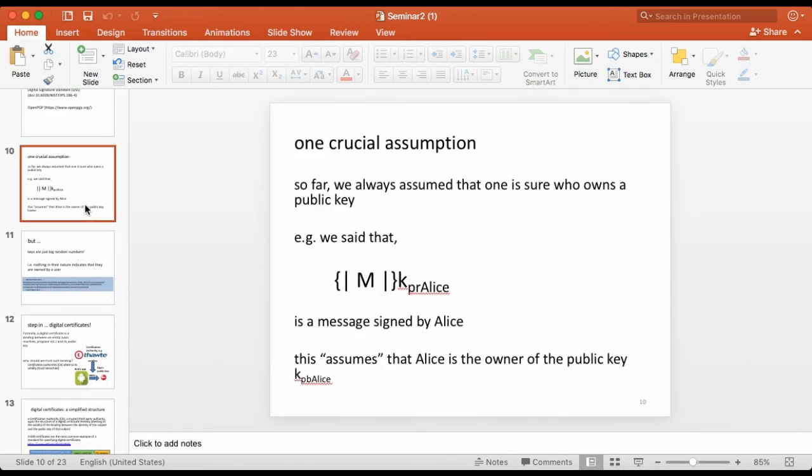Okay, so far we made one important assumption, which was that whoever owns a public key really owns it. So we kind of made some blind faith that if I told you that Alice owns KPB Alice, that indeed KPB Alice belongs to Alice. Okay, but this was just an assumption, a very big assumption, and so far we haven't looked at the problem of how this assumption can be more assured through the mechanisms of cryptography.